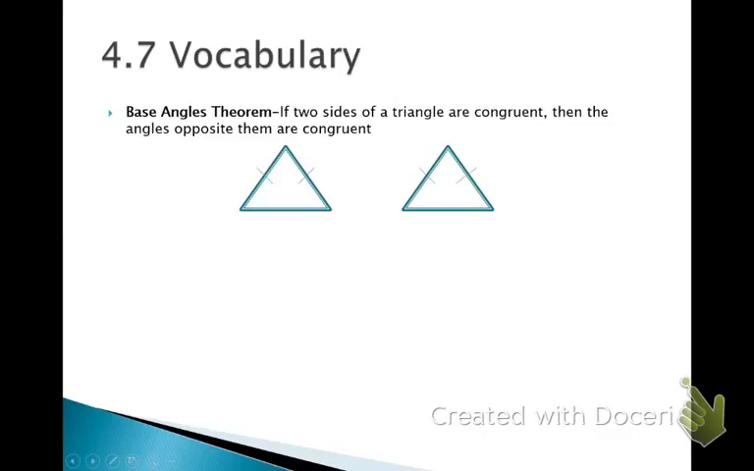Vocabulary. Base angles theorem. If two sides of a triangle are congruent, then the angles opposite them are congruent. So if I have these two sides congruent in a triangle, I know those two angles are congruent. You can call it the base angles congruent, or you can just write opposite sides congruent, comma, opposite angles congruent. If the opposite sides are congruent, then the opposite angles are congruent.